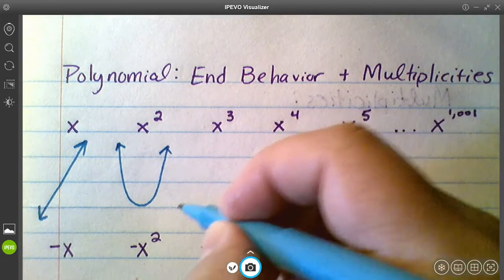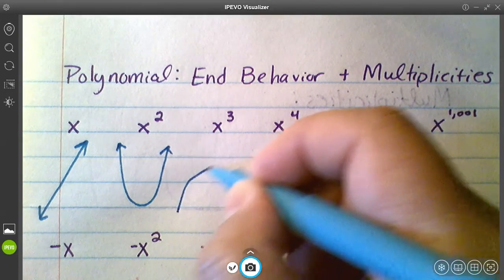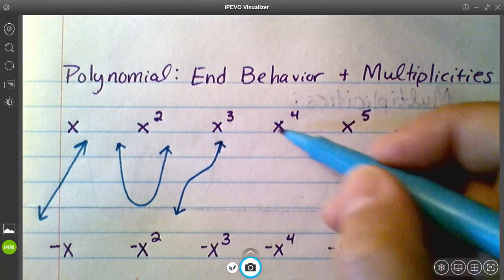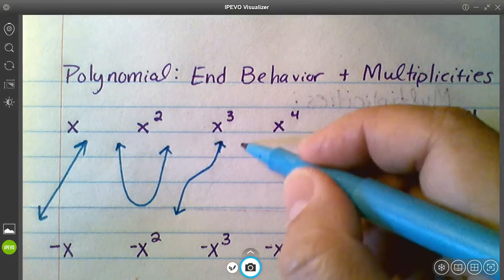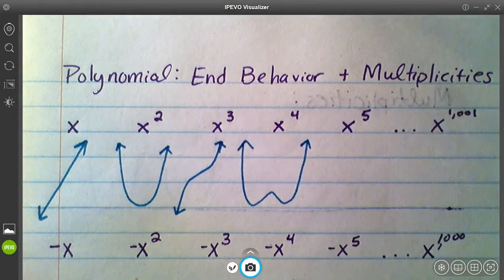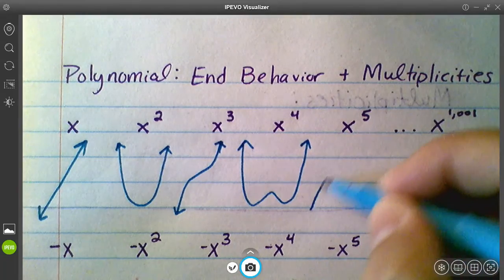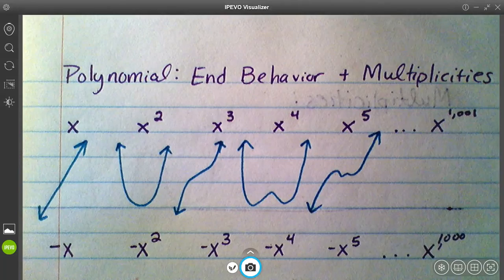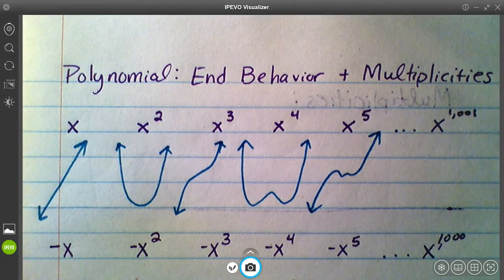So an x cubed, or a cubic function, when we graph it, looks something like this. When we have x to the fourth, it looks something like this. X to the fifth might look like this. And we keep going. So do you notice a pattern?